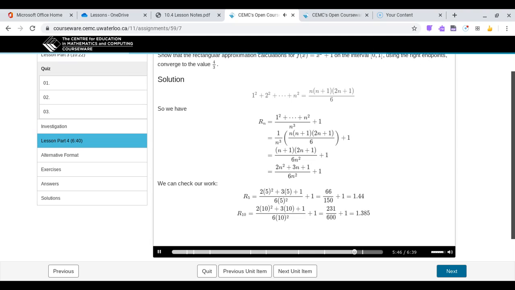You can check another one. If you plug in n equals 10, we get 1.385. Now the computer generated that for us. We didn't do it by hand, but notice that that matches the number we got for R10. This is one way of checking that our formula makes sense.